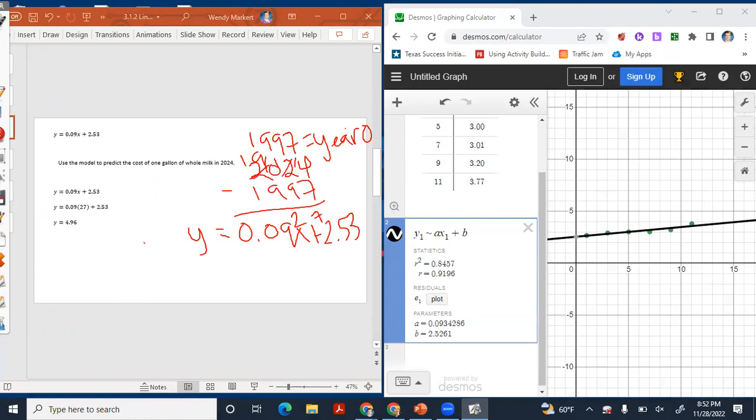So I'm going to substitute 27 in for x in my equation. So 0.09 times 27 plus 2.53 equals 4.96. So I would predict that in the year 2024, milk will cost $4.96 a gallon.